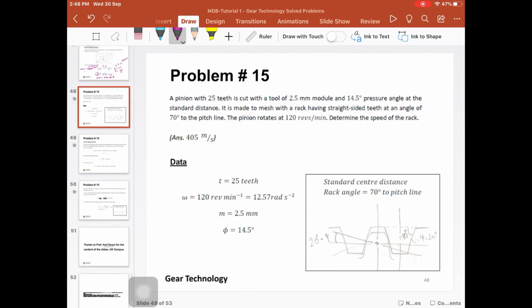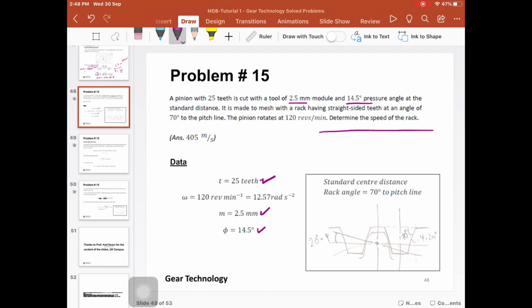What we have here is a pinion with 25 teeth. So the number of teeth on the pinion is 25. It is cut with a tool of 2.5 millimeter module. So the module of the pinion and the tool that cuts the pinion is 2.5 mm. And the pressure angle is 14.5. This pressure angle is for the pinion and for the tool that cuts the pinion. It is made to mesh with a rack.